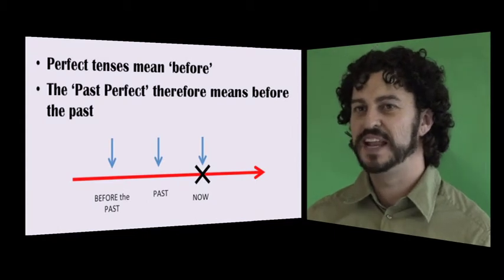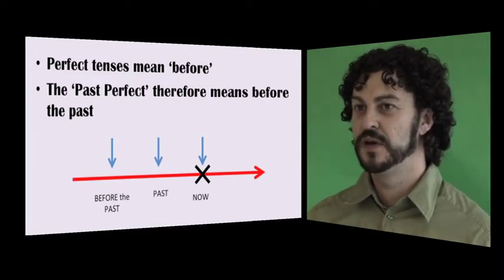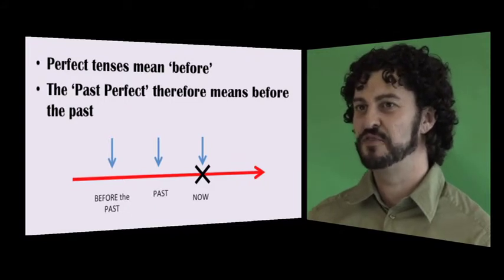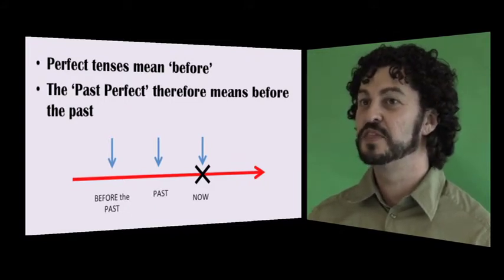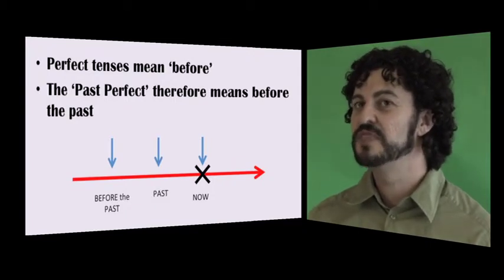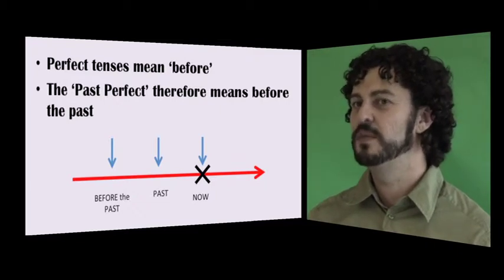There are three main perfect tenses, and all perfect tenses mean before. So for example, the future perfect means before the future. The present perfect means before the present. The past perfect, therefore, means before the past.